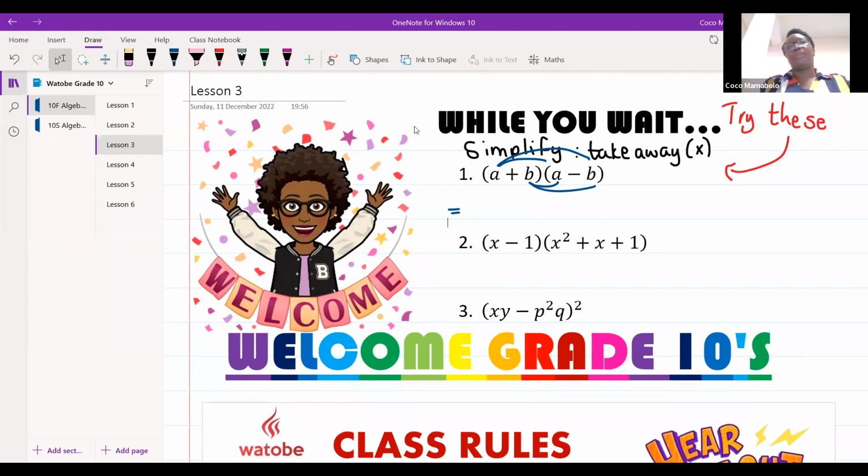So I used the FOIL method. I said A times A and it gave me A squared. And I said A times B and it gave me AB. And I said B times A and I wrote AB. Then I said plus B times B and it gave me B squared. Then I will look at the like terms. Good. Now the AB and AB.